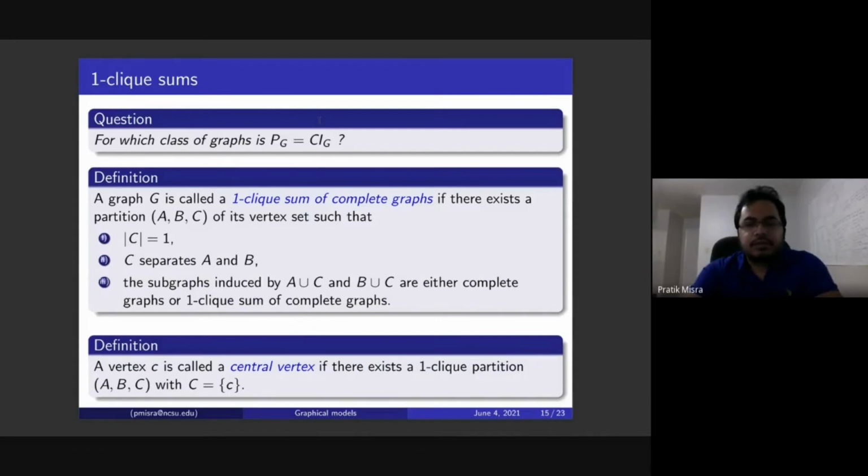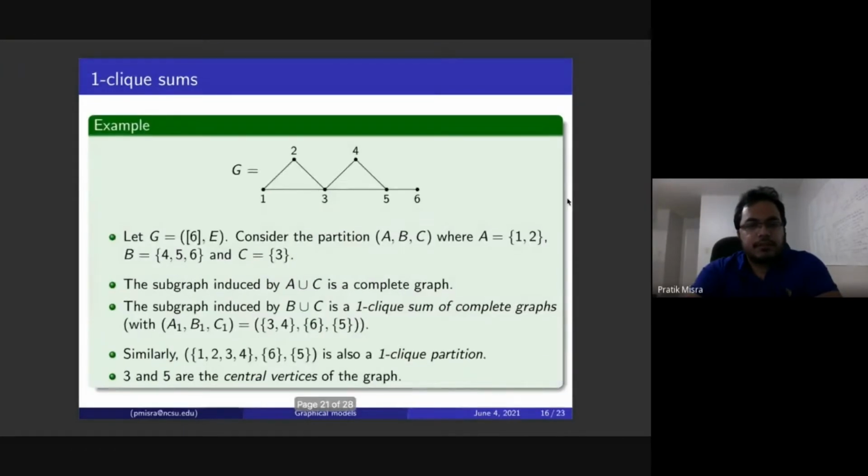So let me just give an example for this. Let's consider this graph with 6 vertices. If you consider the partition ABC where A is the set 1, 2, B is the set 4, 5, 6, and C is the vertex 3, then observe that the subgraph induced by A union C, which is basically 1, 2, 3, is a triangle, and that's a complete graph on 3 vertices. Now, similarly, if you look at the subgraph induced by B union C, that is 3, 4, 5, and 6.